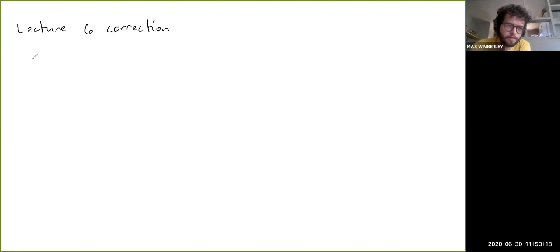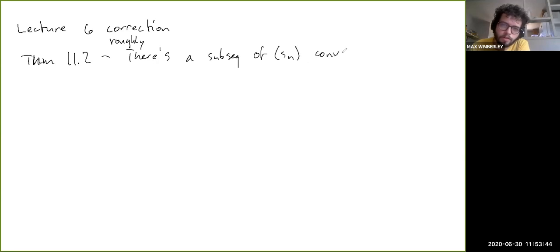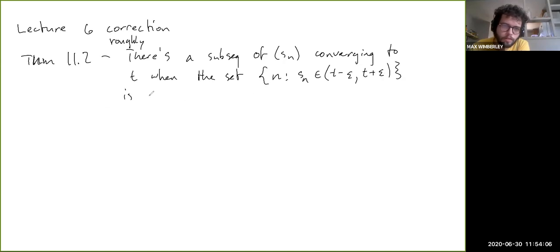Okay, so the issue here is that we had this theorem 11.2, which says that there's a subsequence of Sn converging to T when the set of n where Sn is in (T minus epsilon, T plus epsilon) is infinite for all epsilon greater than 0, right? Actually, this is if and only if, right? That's part of this theorem.